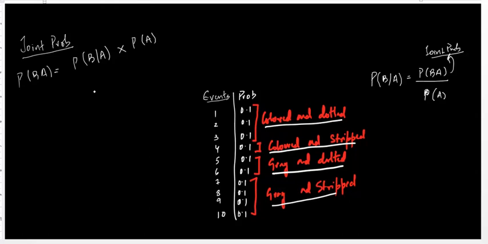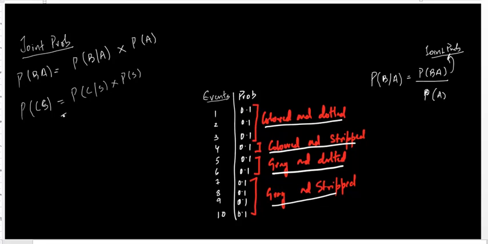Now let me calculate using the same example we used while calculating the conditional probabilities, where I have 3 balls that are colored and dotted, 1 ball that is colored and striped, 2 balls that are gray and dotted, and 4 balls that are gray and striped. In this case, I want to calculate the probability of a colored and striped ball. It will be given by the probability of colored given that it is striped, multiplied by the probability of striped ball.